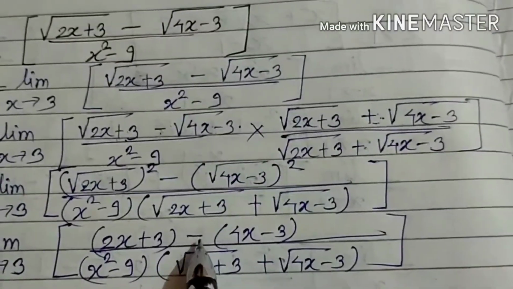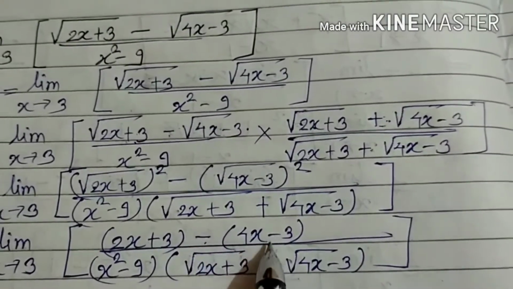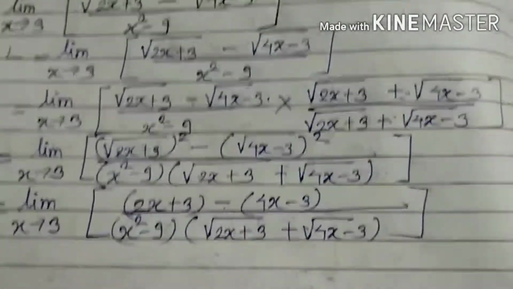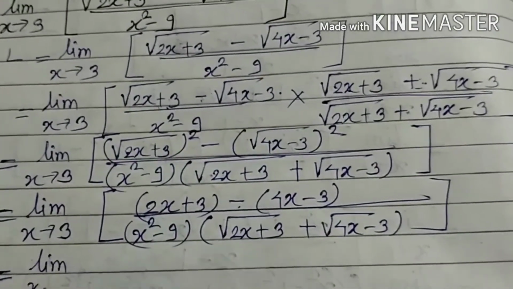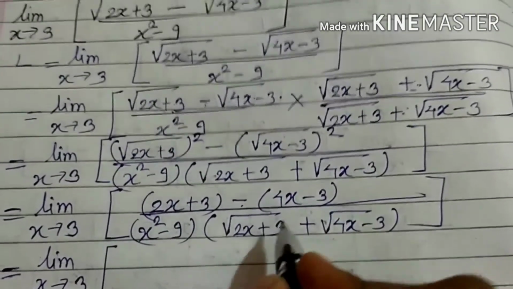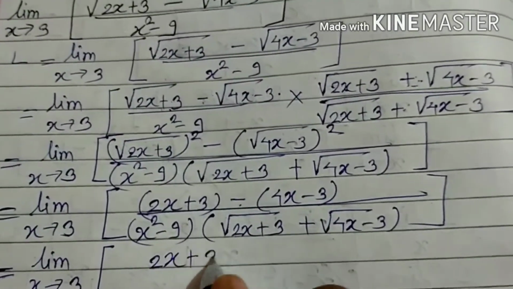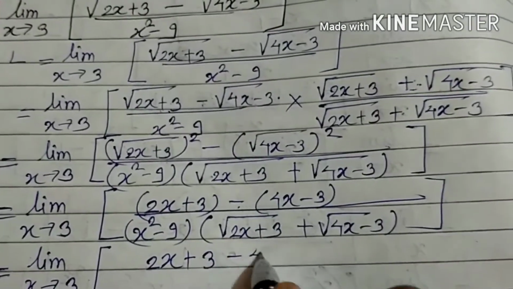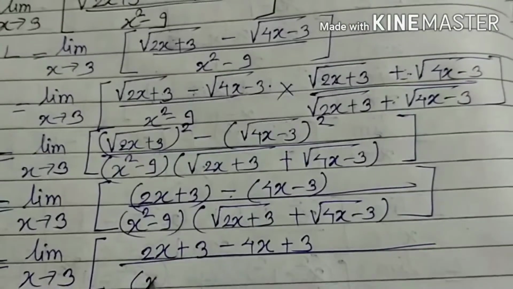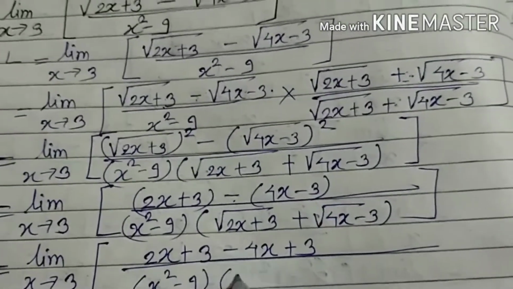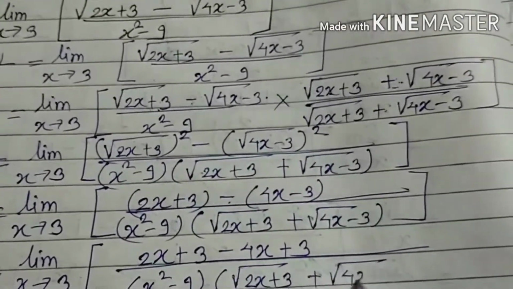Here we use a bracket because there is a minus sign, and the minus sign will change the sign in the bracket. That's why we use a bracket here. If it is a single term, then there is no need to use a bracket, but if it is two terms, then we have to use a bracket here. Now open the bracket and multiply by the minus sign. So it is minus x and it is plus 3 under root of x square minus 9, and this is under root of 2x plus 3 plus under root of 4x minus 3.